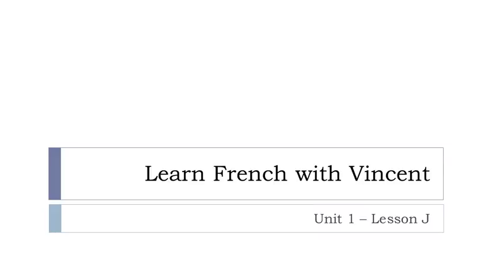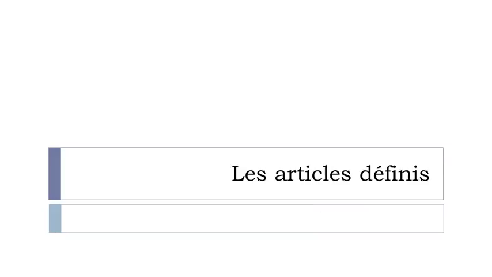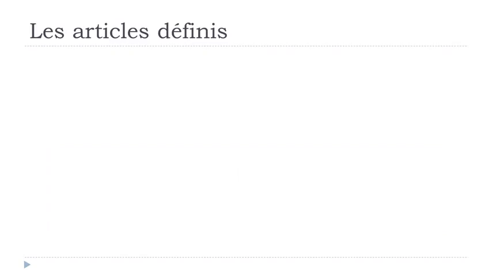This is Unité 1, leçon J. So, what will we discover in this lesson? We'll discover les articles définis, so definite articles. In English it would be the, okay, but in French, of course, as usual, we've got the difference between the masculine form, the feminine form, and the plural form, okay?